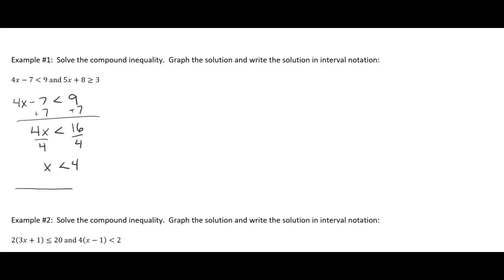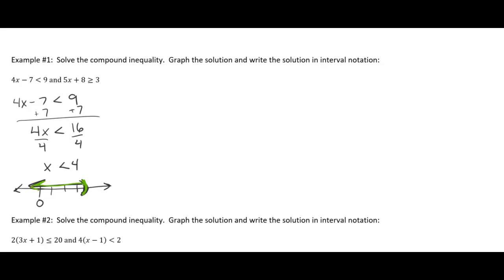Now, I'm going to graph what that looks like here just so you can see it. So when we're talking about graphing here, we're talking about graphing on a number line. There's 0, 1, 2, 3, 4. And so we're saying less than 4, so we put a parenthesis here to indicate we want all the numbers up to 4, but not including 4. And then we want all the numbers less than 4, okay?